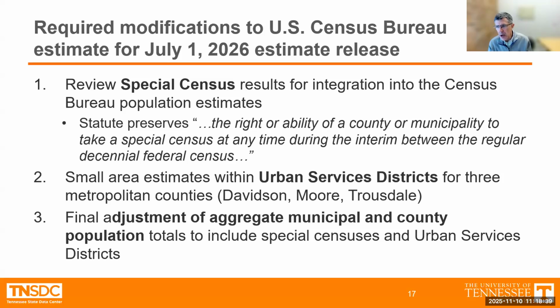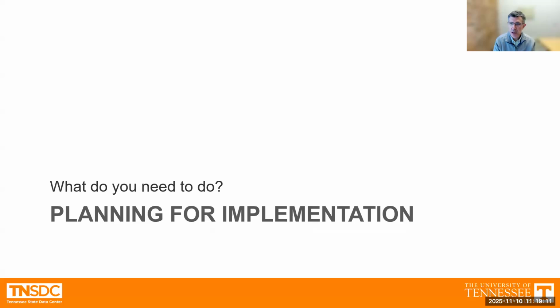And then finally, we have to adjust the aggregate population to reflect all these things. So the sum of the municipal populations, that aggregate, is an important part of distributing state share revenues. We'll show you that formula here in a minute. But that final adjustment has to be made before you and the Department of Revenue will be able to make the calculation of the total state shares. Okay, so that's kind of an introduction to the population estimates legislation.